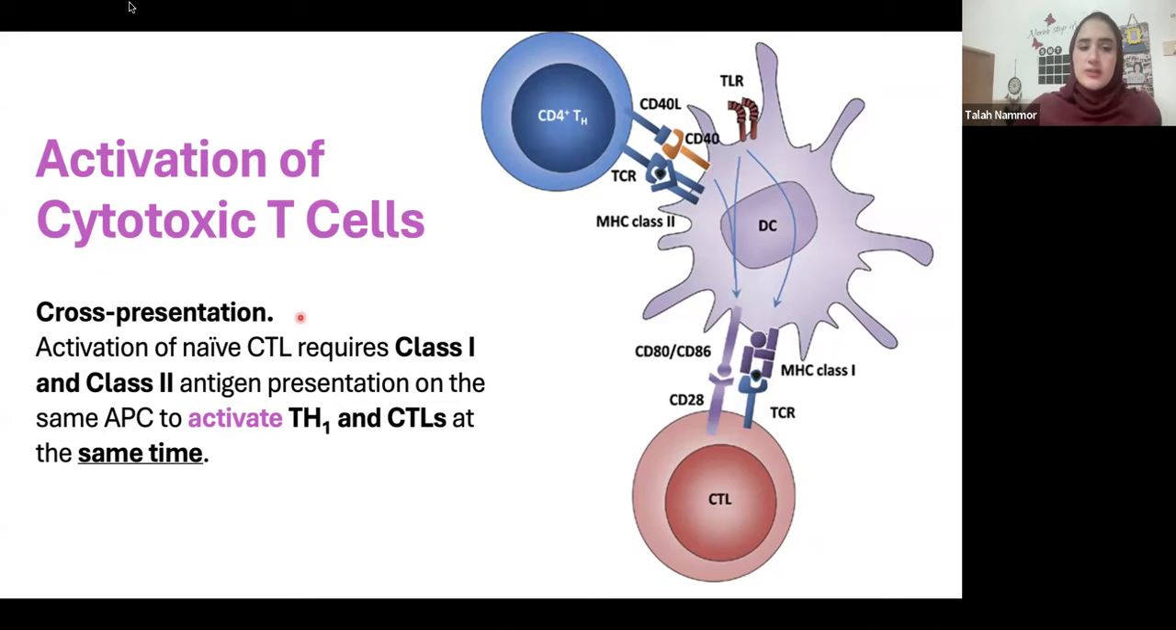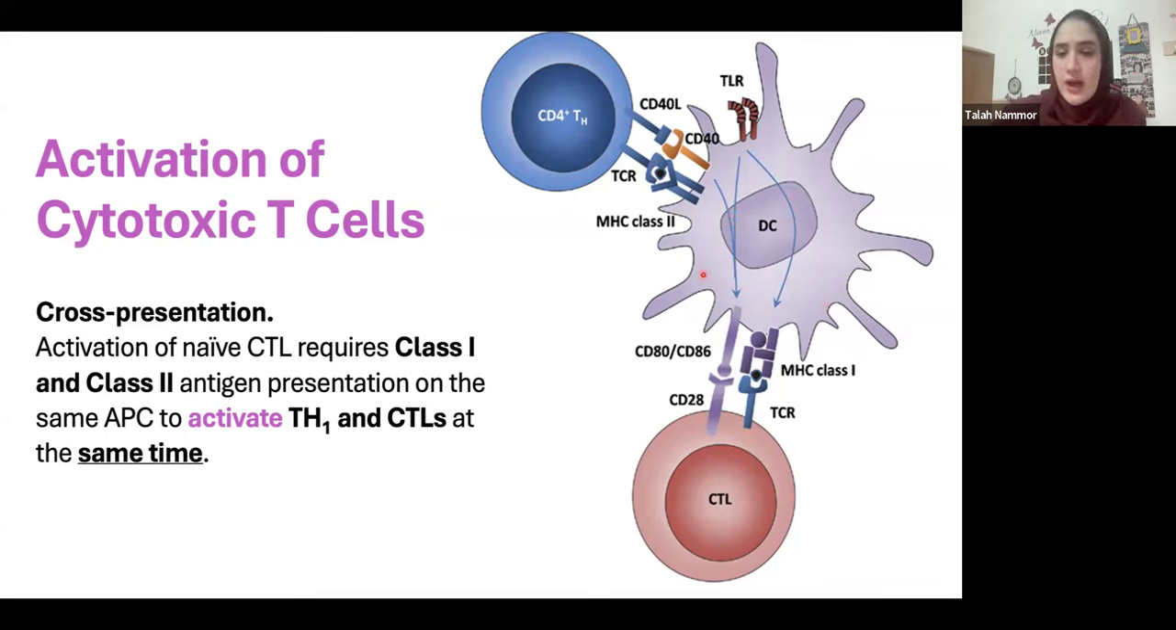How is it usually activated? It's usually activated by something called cross-presentation. Cross-presentation is not a fancy word, it actually says what's happening. Basically, we're going to have simultaneous activation of a naive T cell alongside a cytotoxic T cell through MHC class 1 and MHC class 2.